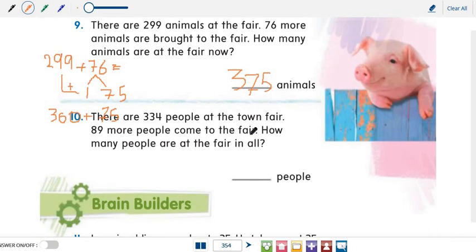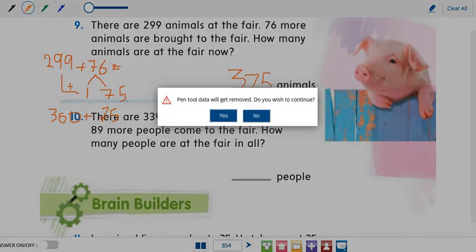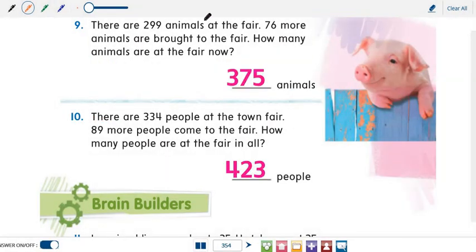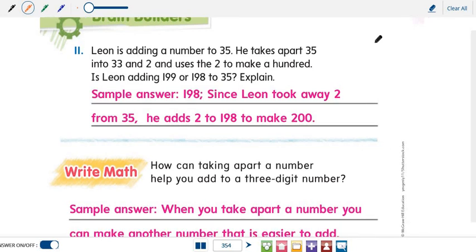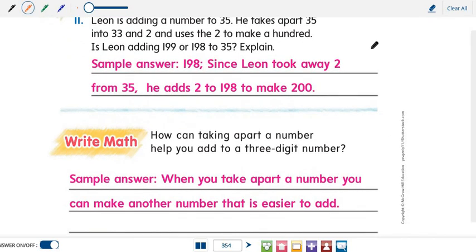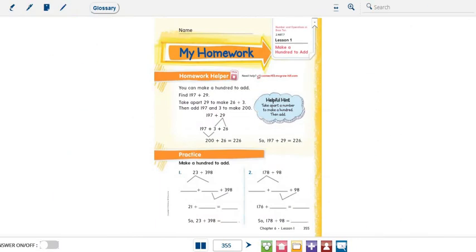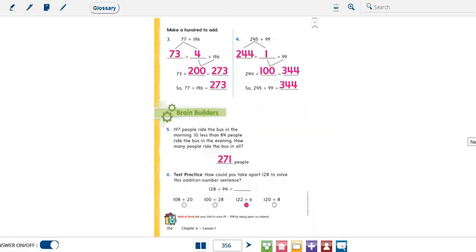Now it's your turn, grade 2, so please try to solve question number 10 by yourself. And then when you finish, you can check your answers here. Question number 10. And if you would like to solve question number 11 and write math. The next page is your homework, grade 2. So please try to solve it by yourself. And then when you finish, you can check your answers here. The same for the next page, page number 356.